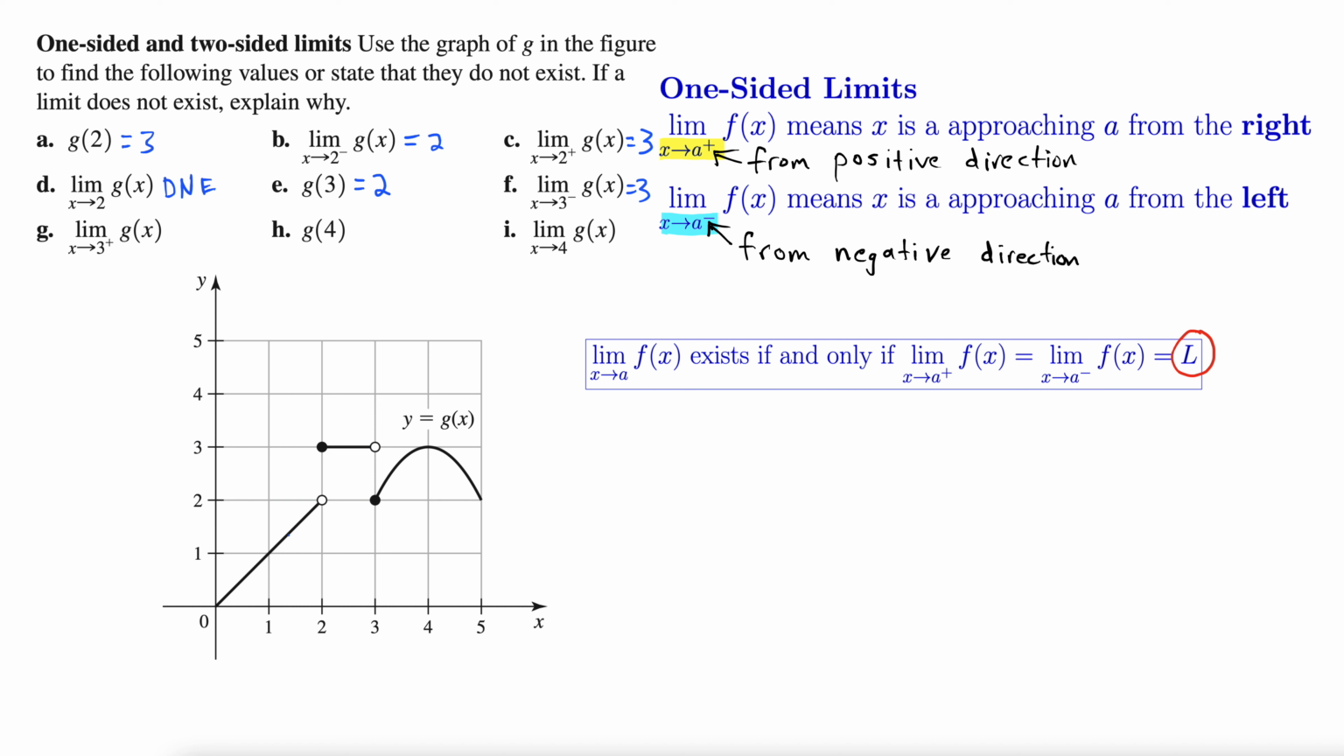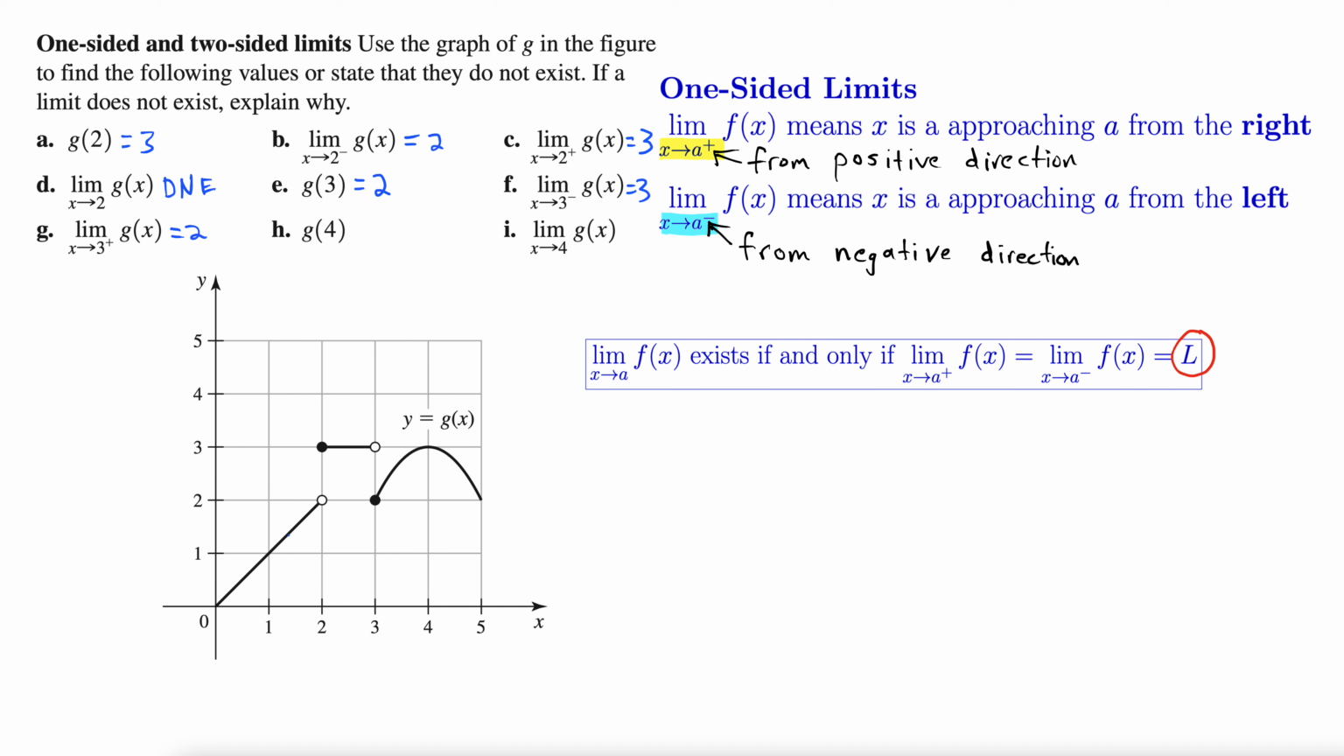Part G has x approaching 3 from the right. So we're coming in now from the right. Okay, so on our function, we're down here this time, coming in. So it looks like we are approaching the y value of 2. So that one is 2.